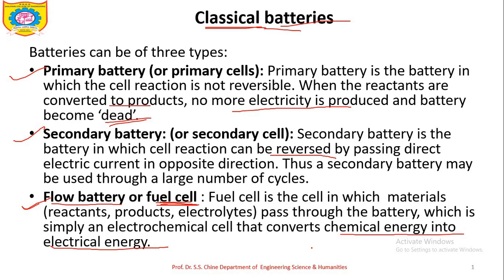Fuel cells are also similar to an electrochemical cell, but in this, chemical energy is directly converted into electrical energy.